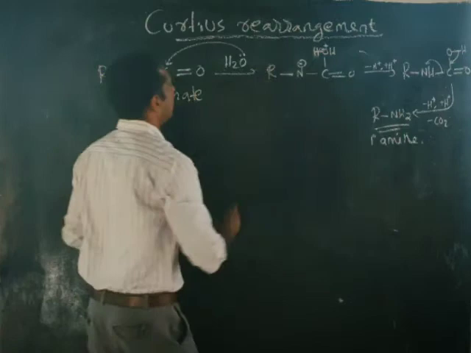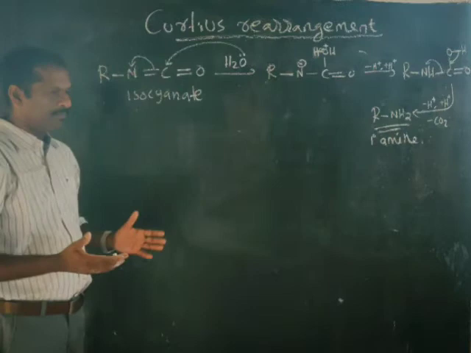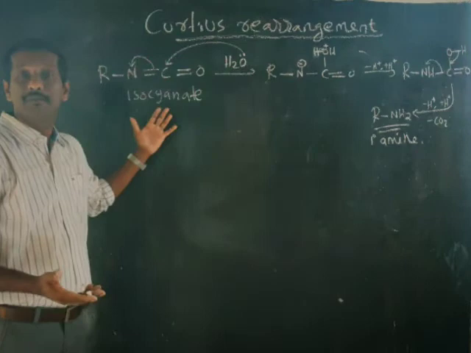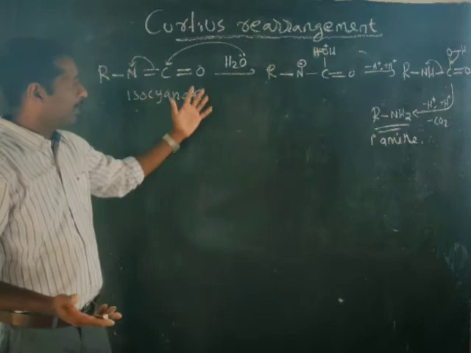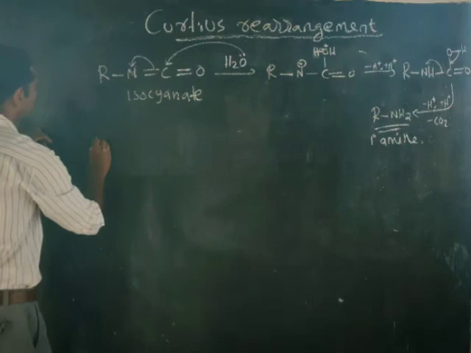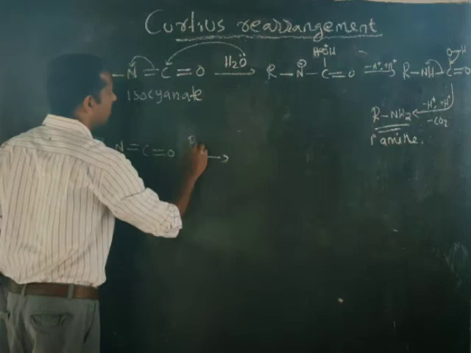Second thing, why? Because we are using Hoffman rearrangement for the preparation of isocyanate. We are using Curtius rearrangement for the preparation of isocyanate. So isocyanate is an important compound. Why is it important? First, it is used for the preparation of a primary amine. Second, when isocyanate R N double bond C double bond O is treated with alcohol, R dash OH, what will you get?